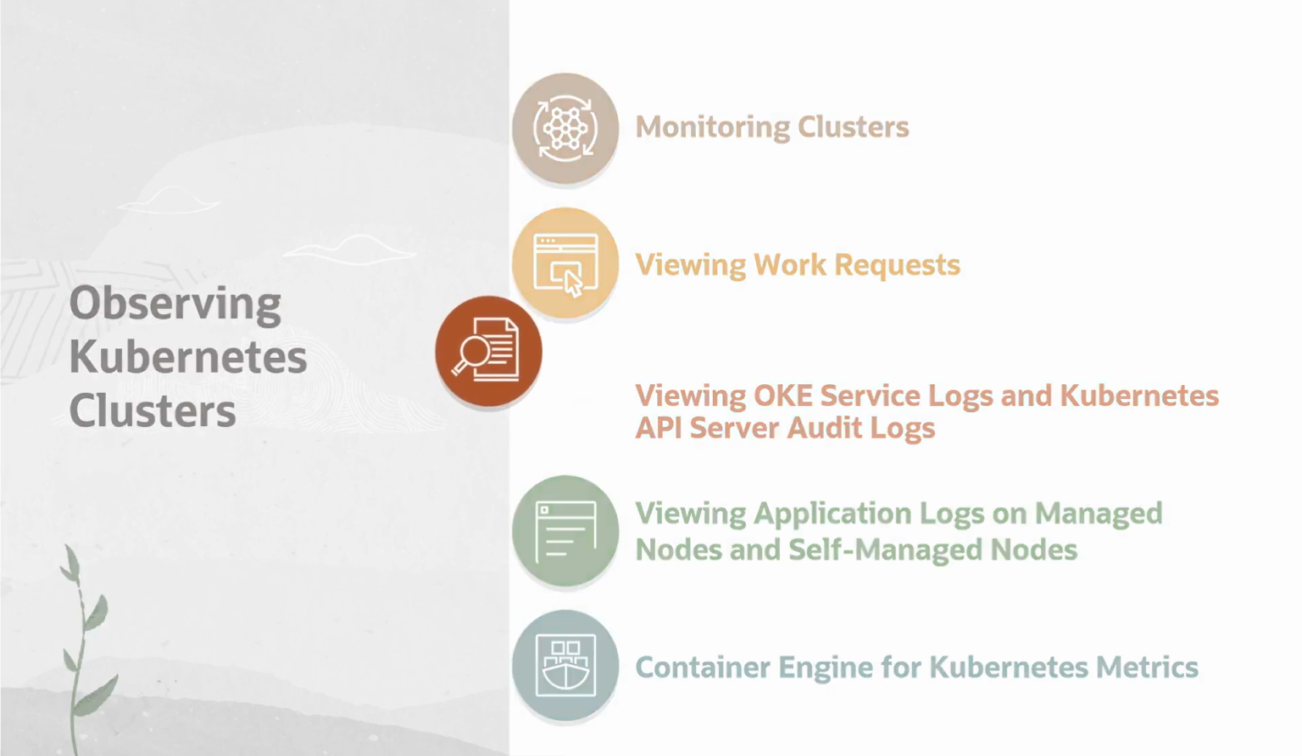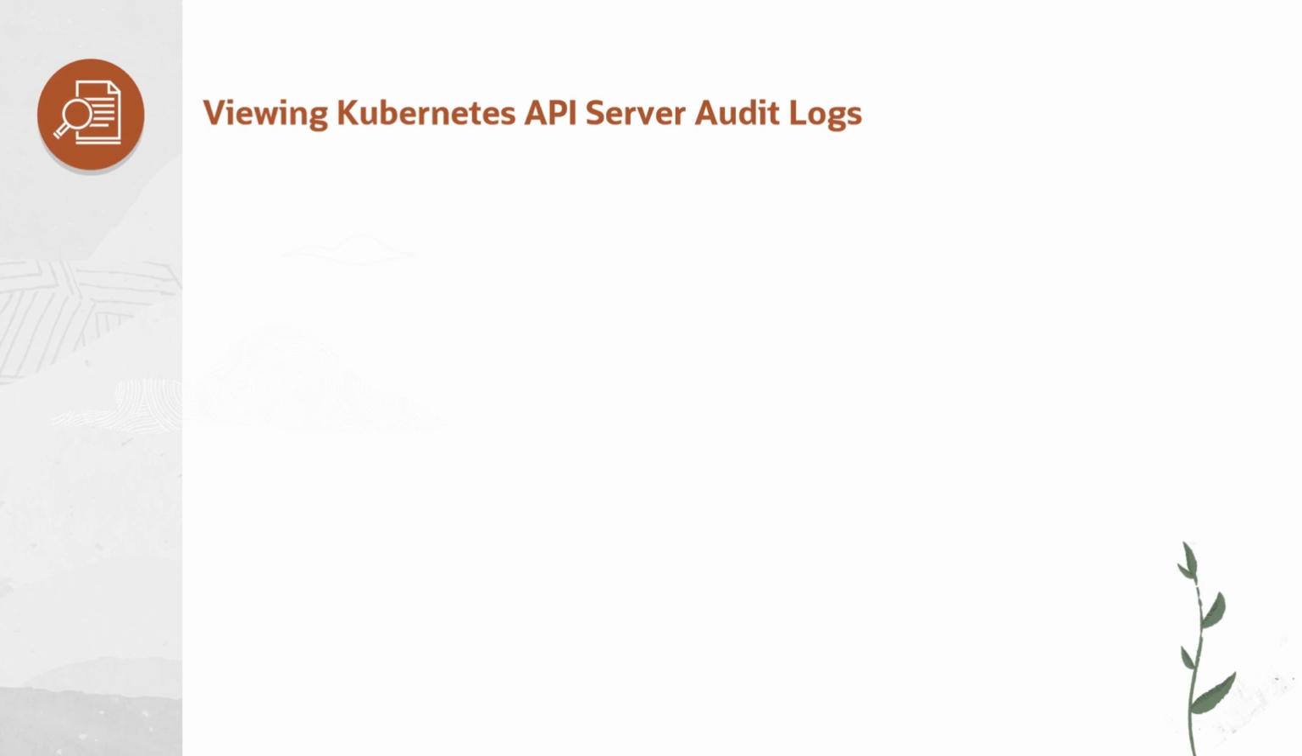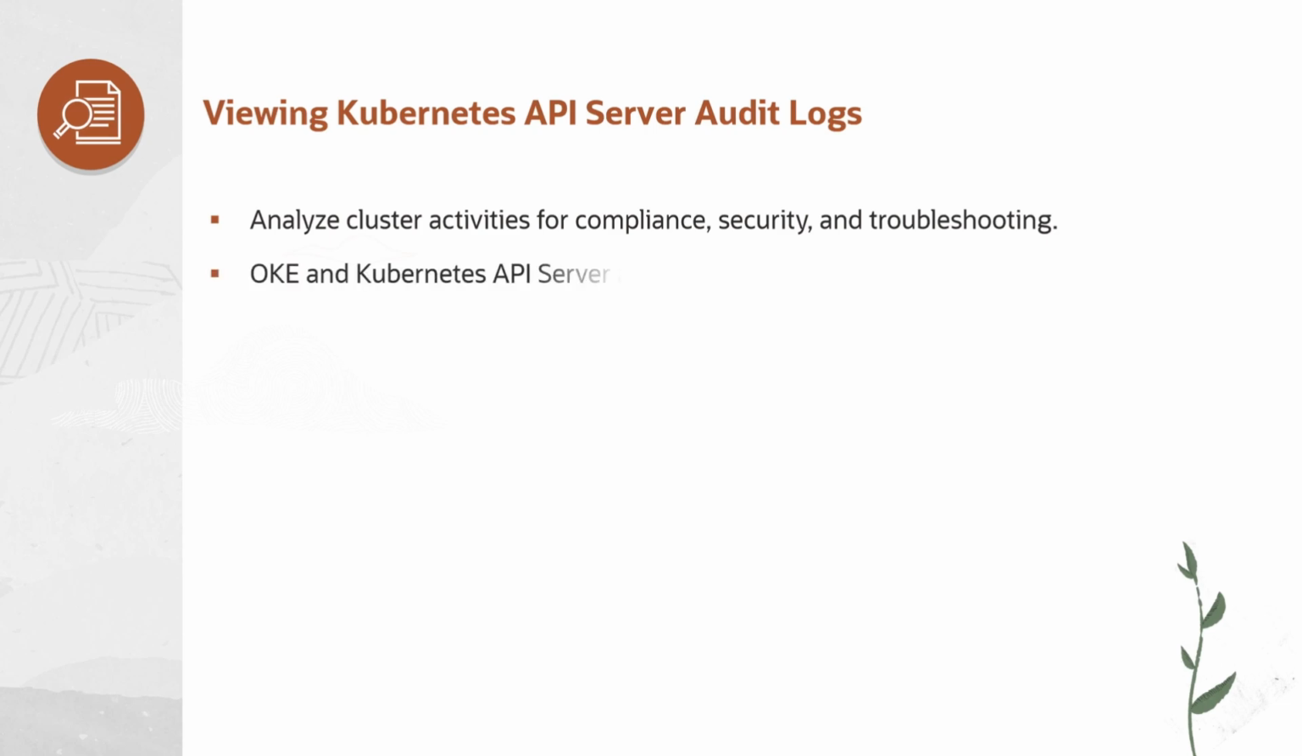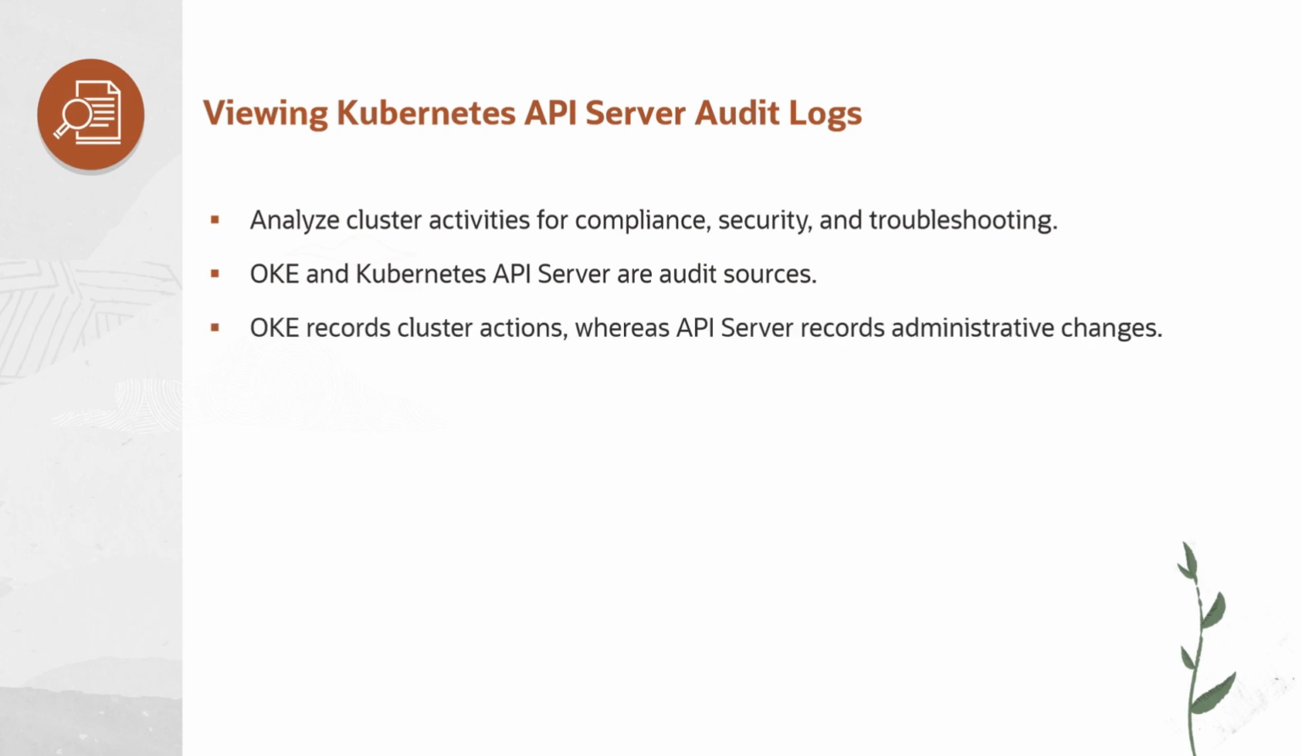Let's delve into the realm of viewing Kubernetes API server audit logs. This crucial process allows us to analyze cluster activities for compliance, security, and troubleshooting. Both Container Engine for Kubernetes and the Kubernetes API server serve as audit sources. OKE emits audit events whenever you perform actions on a cluster such as create and delete, while the API server emits audit events whenever you use tools like kubectl to make administrative changes to a cluster such as creating a service.